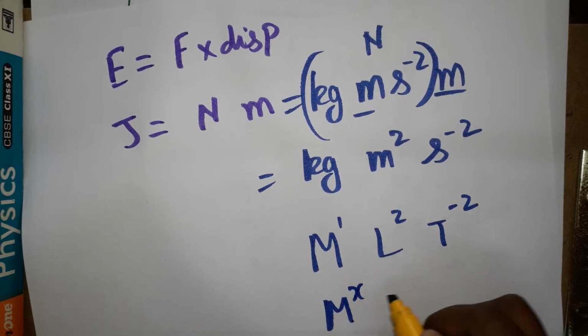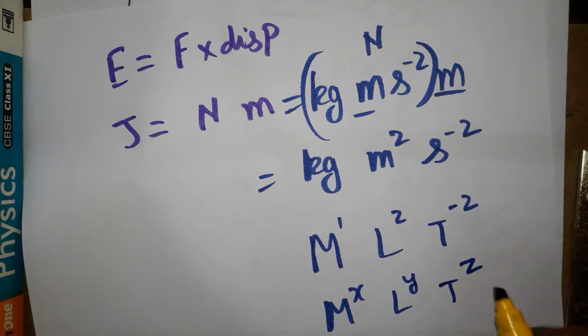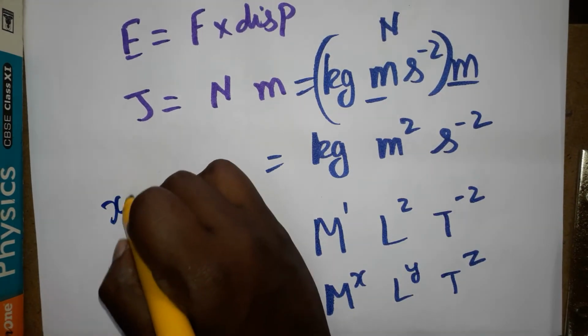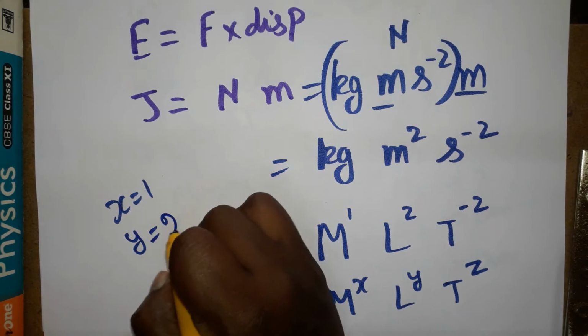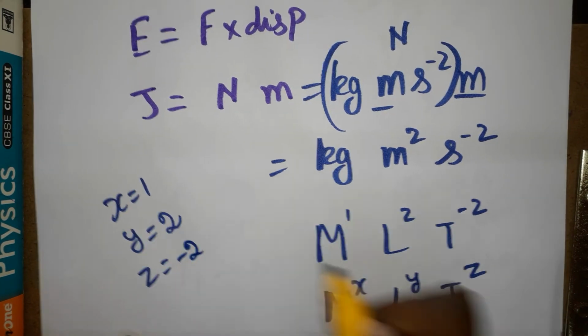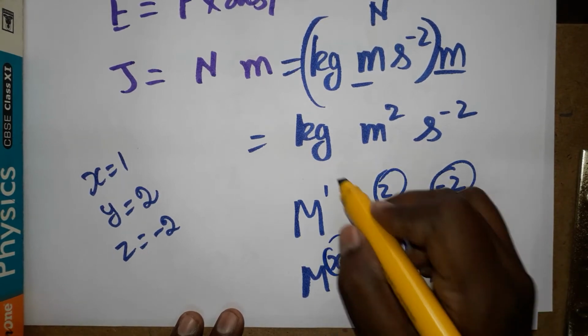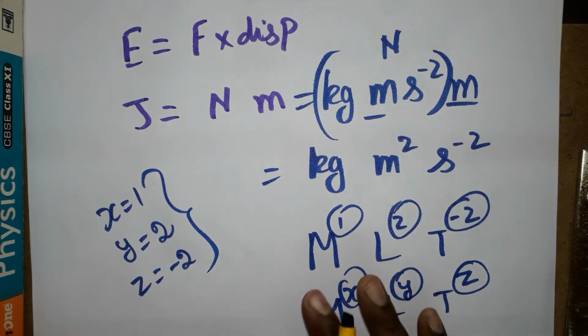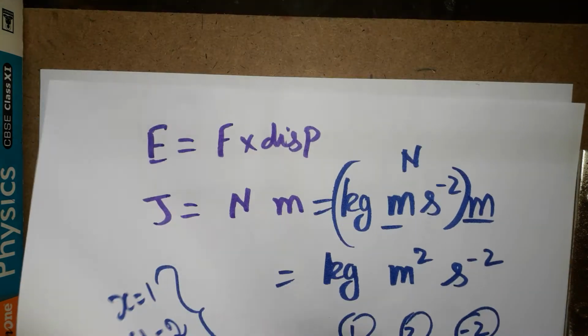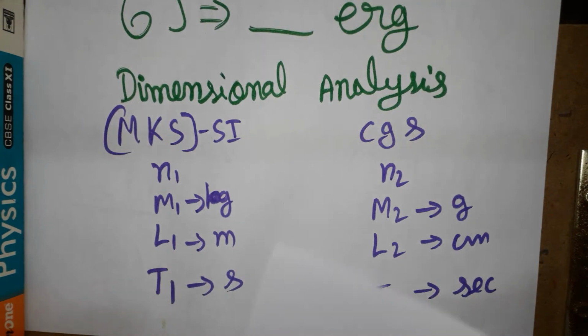So M power x, L power y, T power z. That means we found x is equal to 1, y is equal to 2, z is equal to minus 2, just like a comparison only. Okay, I found these 3 values. Now I am going to find 6 joule is equal to dash erg.